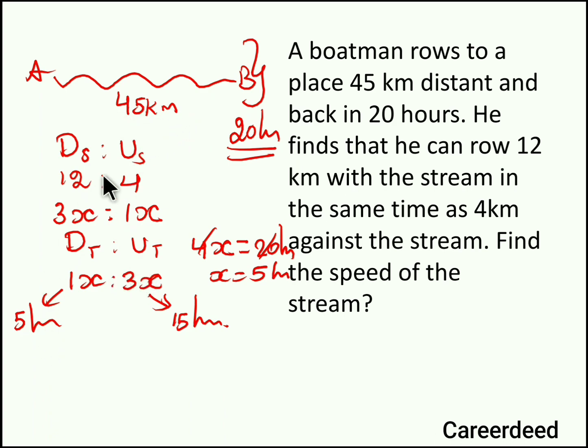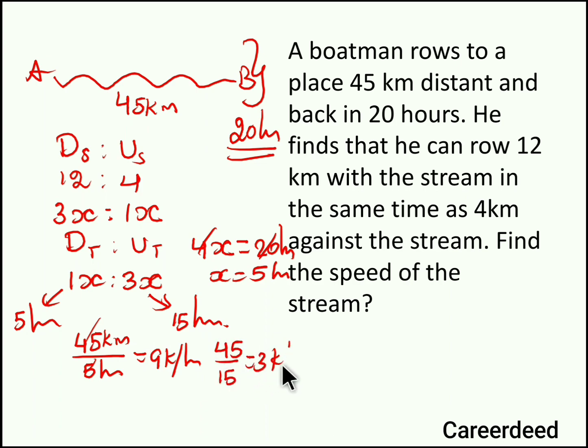Distance by time is nothing but speed. So this 45 km will be covered by the boatman in 5 hours. So we can say the speed is nothing but 9 km per hour. Similarly, here it's 45 by 15. So 45 by 15 is 3 km per hour. So this is speed of boat in downstream and this one is speed of boat in upstream.